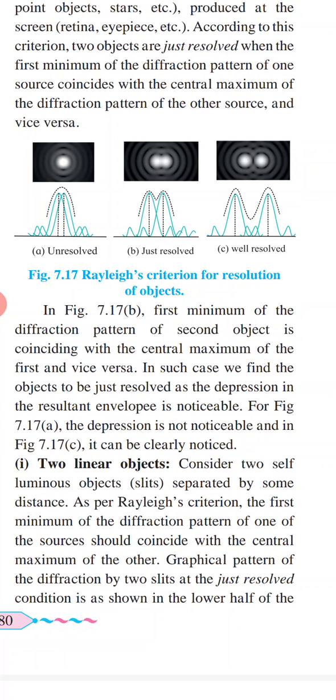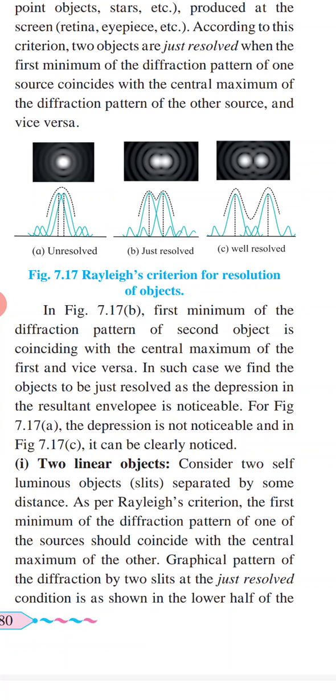So in figure 17.b, the first minimum of the diffraction pattern of the second object is coinciding with the central maximum of the first and vice versa. In such a case, we find the objects to be just resolved, as the dip in the resultant envelope is noticeable. So for figure 17.a, the dip is not noticeable, and in figure 17.c, it can be clearly noticed. So two points we will see in it.